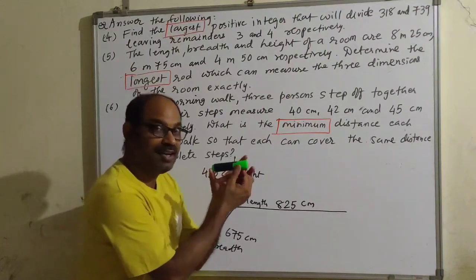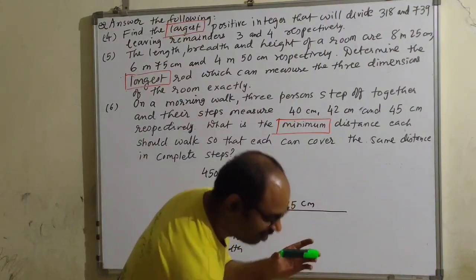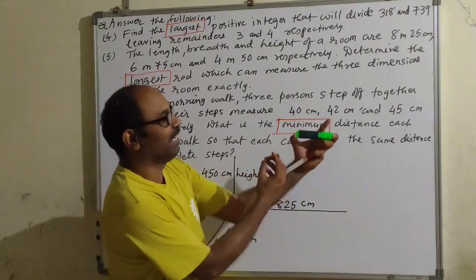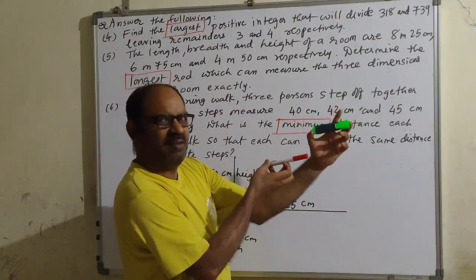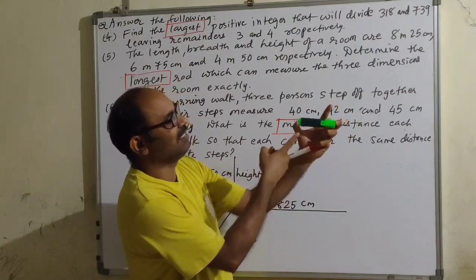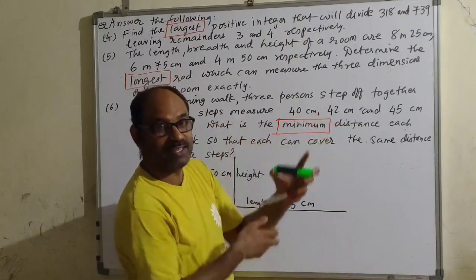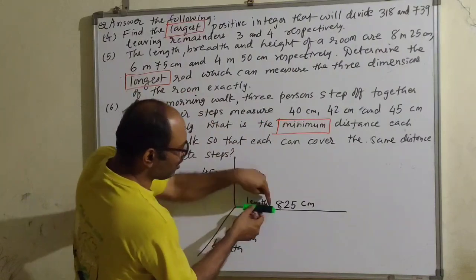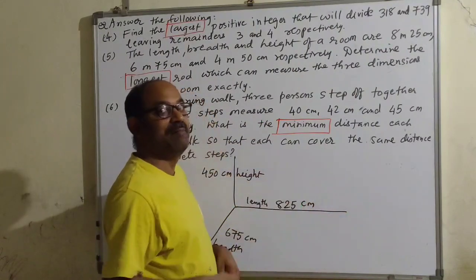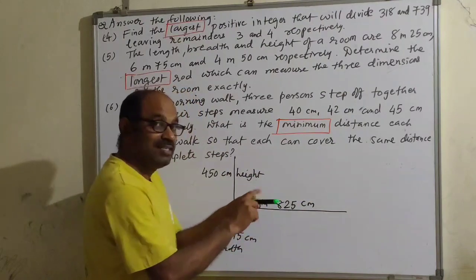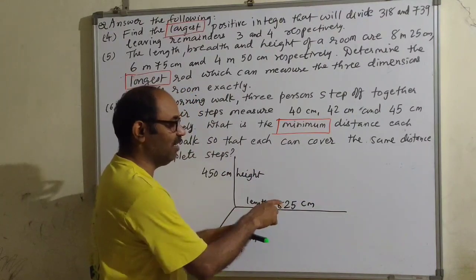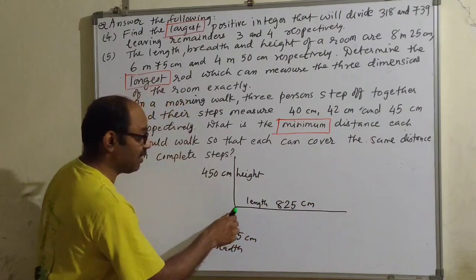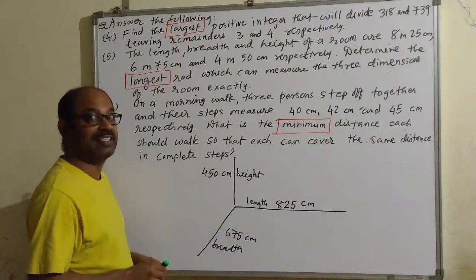I'm going to use a rod. Suppose this is a larger rod, this is a smaller rod. You can have a still smaller rod. Imagine this pen as 3 rods: the largest, smaller and smallest. Suppose I choose this rod and measure the length. It should be exactly measured. That means whatever is the length of the rod, it will divide 825 exactly, giving you the remainder 0.